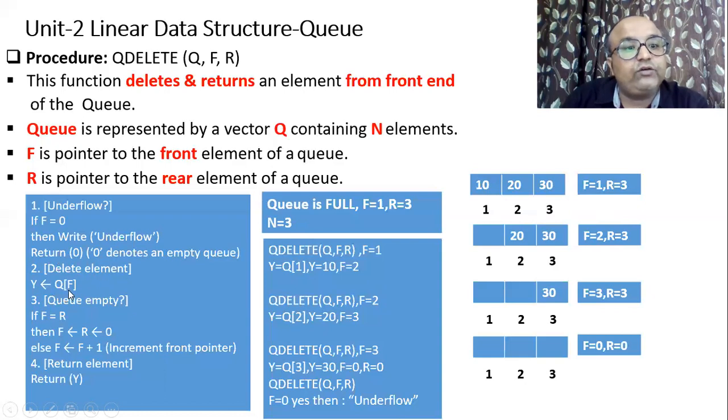Y equal to Q of F. Right now, the value of F is 2. So Y equals Q of 2. If you observe at Q of 2, we have the element 20. So 20 will be assigned into Y. Again, see here, step number 3 is very important. After deletion of 20, we'll have to check it out.